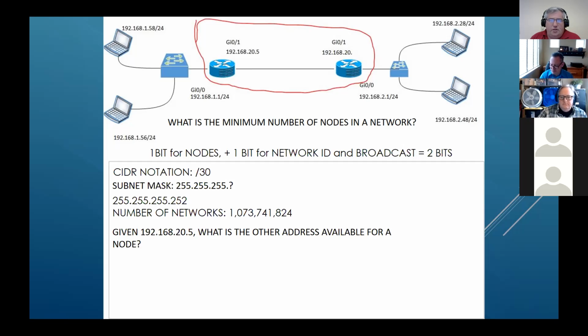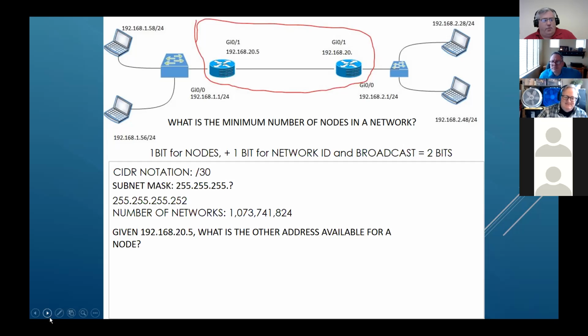So what is the other number? Is it a 6? Is it a 4? What do you think? Anyone? We stumped y'all.